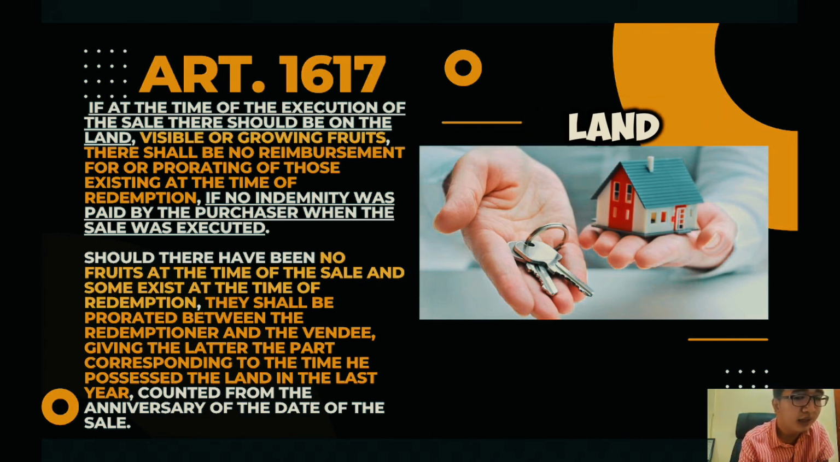Should there have been no fruits at the time of the sale? So, at the time of the sale of the land, wala daw fruits. Pero nung niredeem mo na, meron nang mga fruits. They shall be prorated between the redemptioner and the vendee, giving the latter, meaning giving the vendee, the part corresponding to the time he possessed the land in the last year, counted from the anniversary of the date of the sale. So, for valuation purposes, yan yung rule na i-apply natin. Kung at the time na binenta mo, walang fruits, and at the time na i-redeem mo na, meron nang fruits, i-account for it kung kanina ba talaga yung fruits na yan.